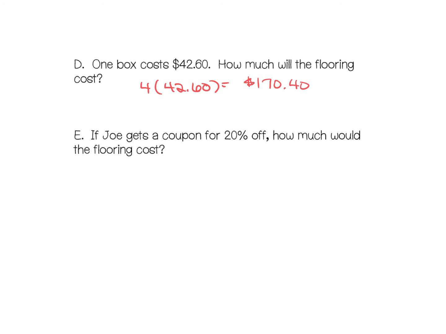Joe gets a coupon for 20% off. How much would the flooring cost? Okay, so he is originally going to pay $170.40, but because it's 20% off, I'm only having to pay for 80%. So if I can find 80% of that cost, that's what I would end up paying, and it's only going to cost Joe $136.32.